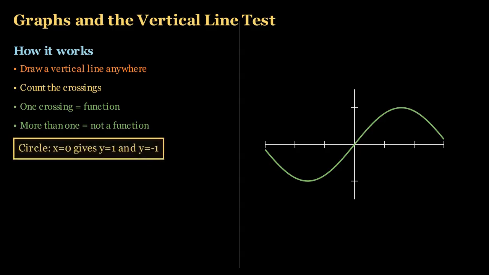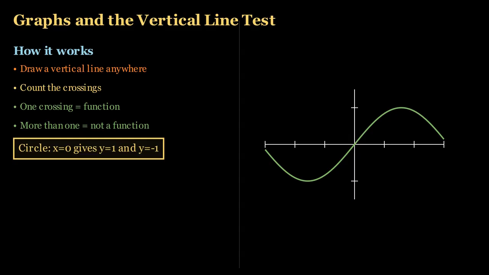Let's test it. A parabola, like y equals x squared, passes, any vertical line hits it only once. But a circle fails, a vertical line through the middle hits the top and the bottom, giving two outputs for one input. Let's use the vertical line test on a real example.